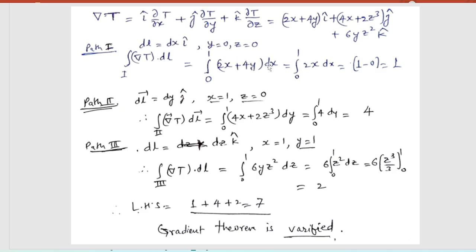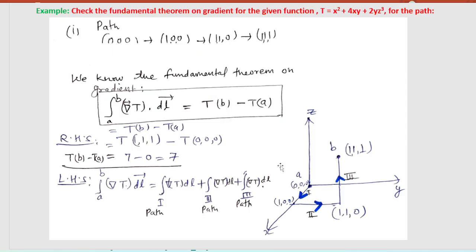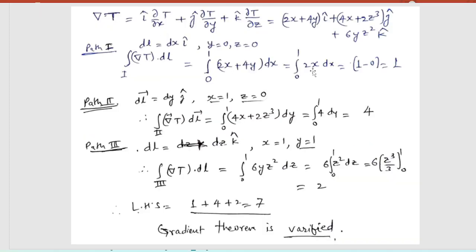Then I cap dot I cap, the integral of 2x plus 4y dx, and x varies from 0 to 1. We can put y equal to 0, so we get the integral from 0 to 1 of 2x dx, which is x square by 2 times 2, and finally we have 1. The value of path 1 is 1.